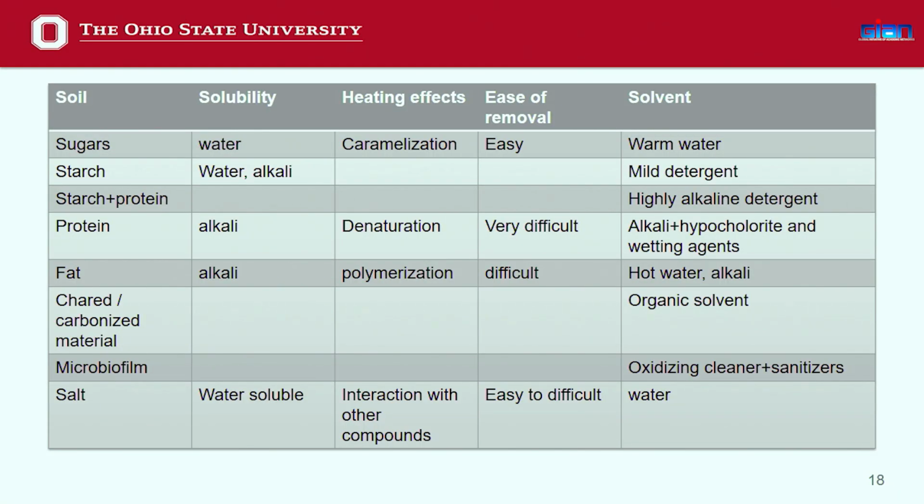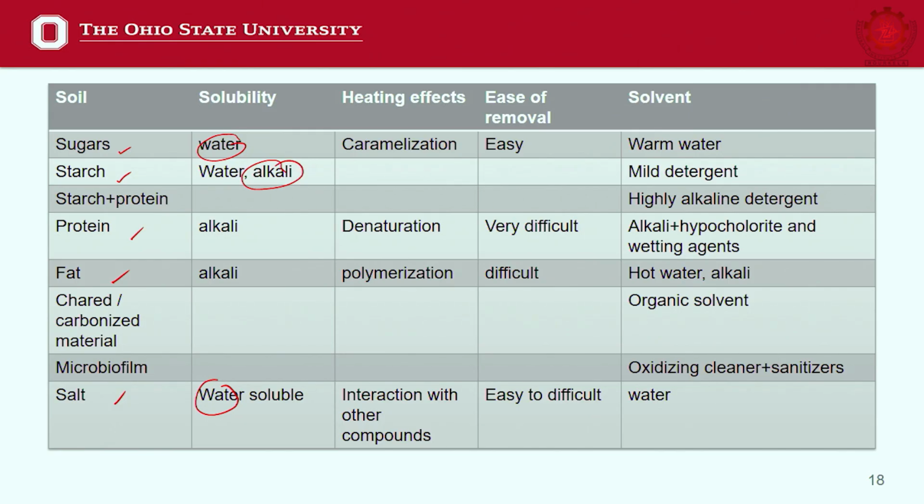So, here we have different types of contaminants, for example, sugar, starch, protein, fat, salt and so on. And then you can see what makes them solubilize. Water can solubilize sugar and salt, whereas fat, protein and starch are better solubilized with alkali types of solutions.